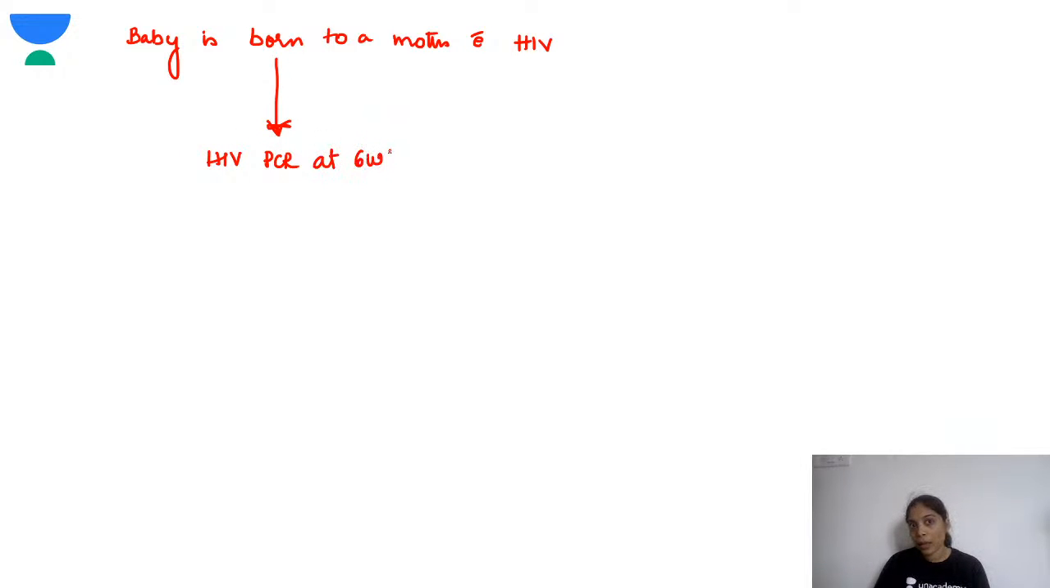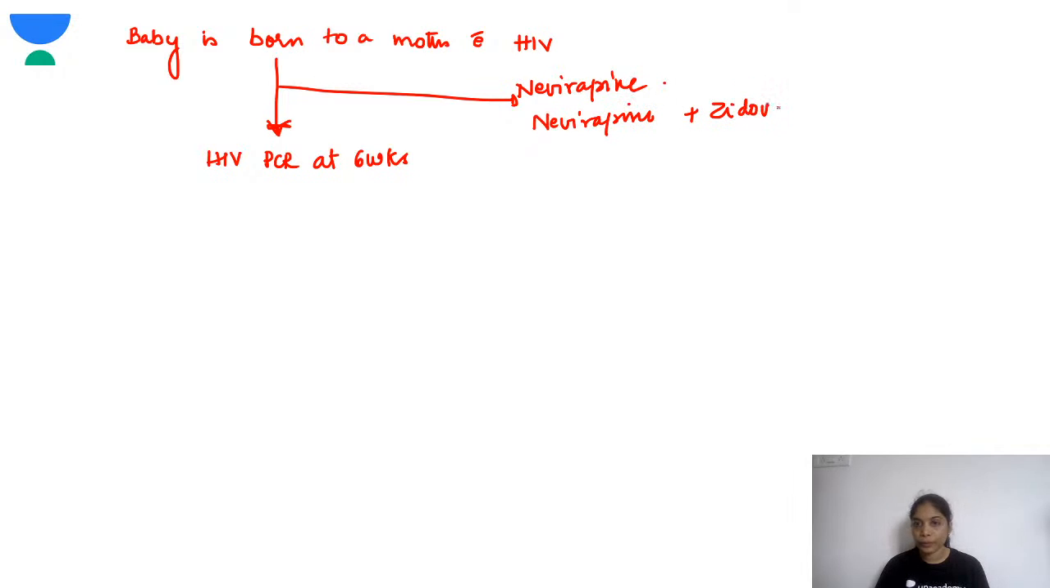So now a baby is born to a mother with HIV, right? So now what do you do? You get an HIV PCR at 6 weeks. Before that, you start with nevirapine. In high risk patients, you start with nevirapine plus zidovudine. And also you have to add cotrimoxazole for all these children.